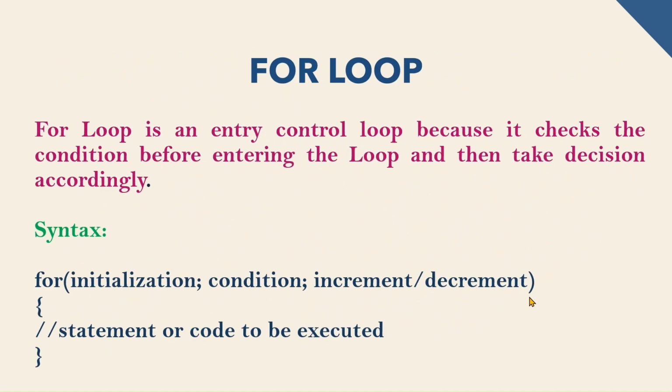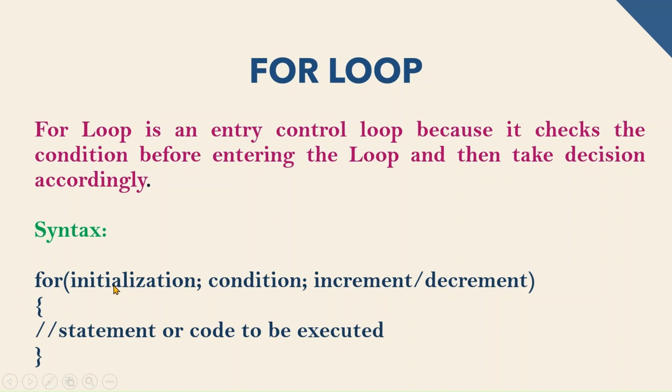Now coming to the for loop. A for loop is an entry control loop because it checks the condition before entering the loop and then takes a decision accordingly. It is called entry control because before entering the loop, we test the condition. If the condition is satisfied, you enter the loop, otherwise no. You can see the syntax here.